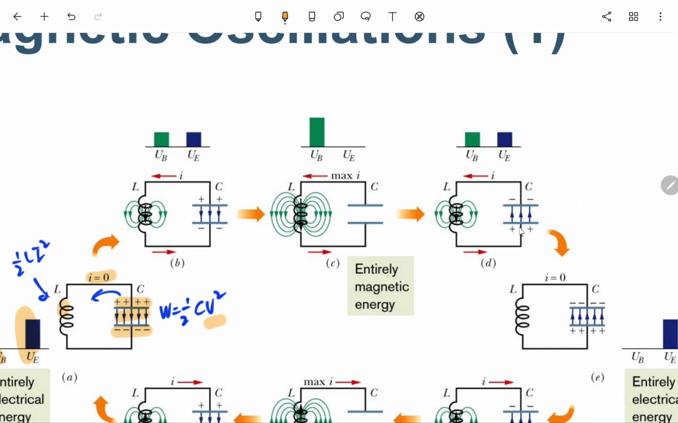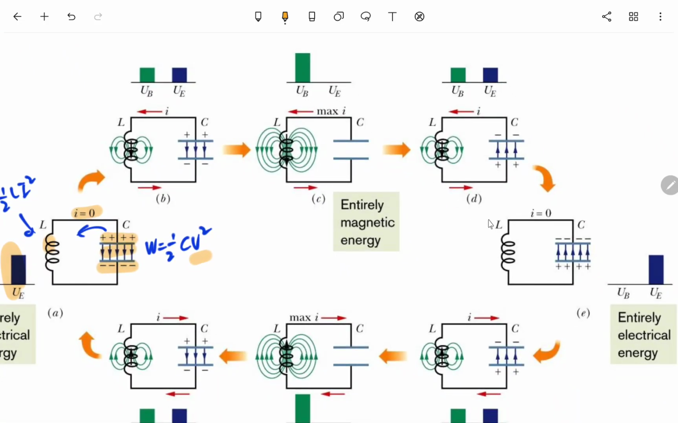But actually, for this stage, positive charge is stored on the bottom plate. And there will be a moment that UB equals UE, and so on, until this moment I decrease to 0, and then all the energy is transferred back to the capacitor. But for this one and this one, the charge is on the opposite side, but it will take similar steps and then go back, and then back and forth.